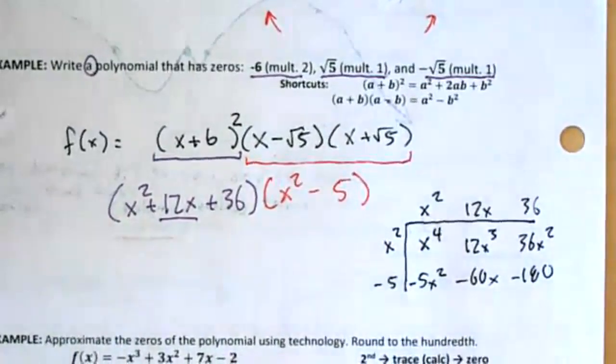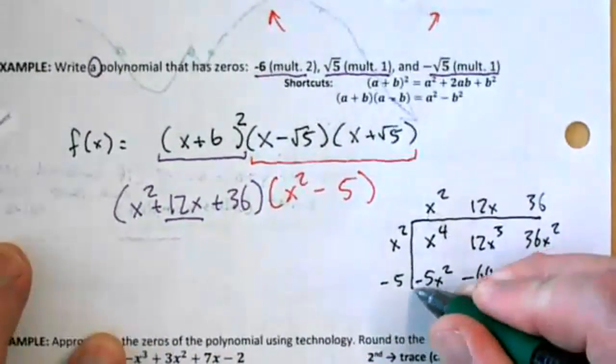There's a 180 in there. And then the only things I can combine are my x squareds.